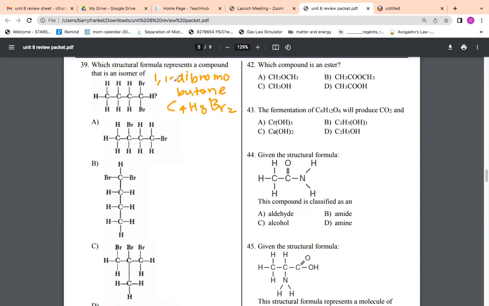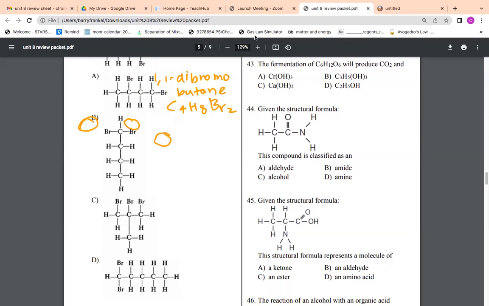And both of the bromines are attached to the first carbon. So A looks like a good contender, okay, because I have a bromo group here on the first carbon and here on the third carbon, and I have a 4-carbon chain. So the structure is different, but the molecular formula is the same. So this is the one that we're going to go with, but let's look at the other ones and see why they don't work. Let me just get rid of this.